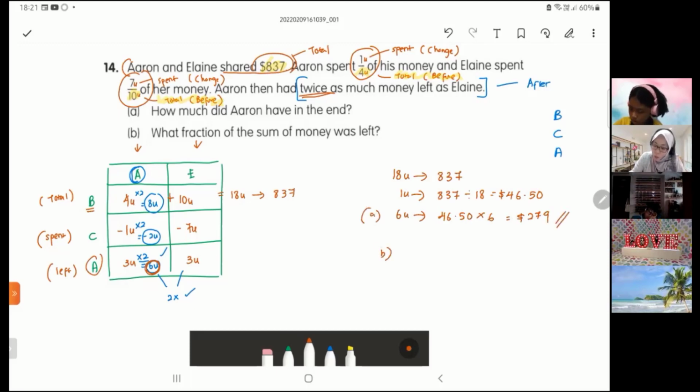For part B, what fraction of the sum of money was left? So we look at the leftover. That will be 6 and 3. 6 and 3 will be 9 units put together, right? 9 over the sum of money. The total was at first 18, which equals 1 over 2. Answer for B.